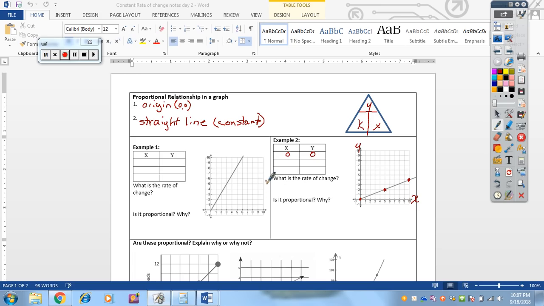Hit pause. If you are having trouble with this, reading the graph, we need to work on that, because we've got to make sure you can read the graph. So the rate of change is the constant. That's y divided by x. So pick any y and divide it by x.